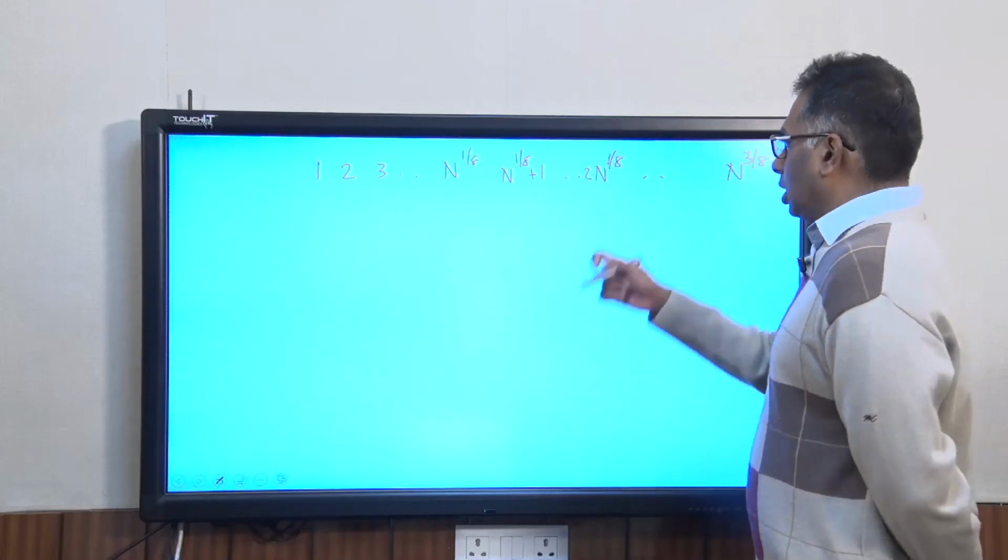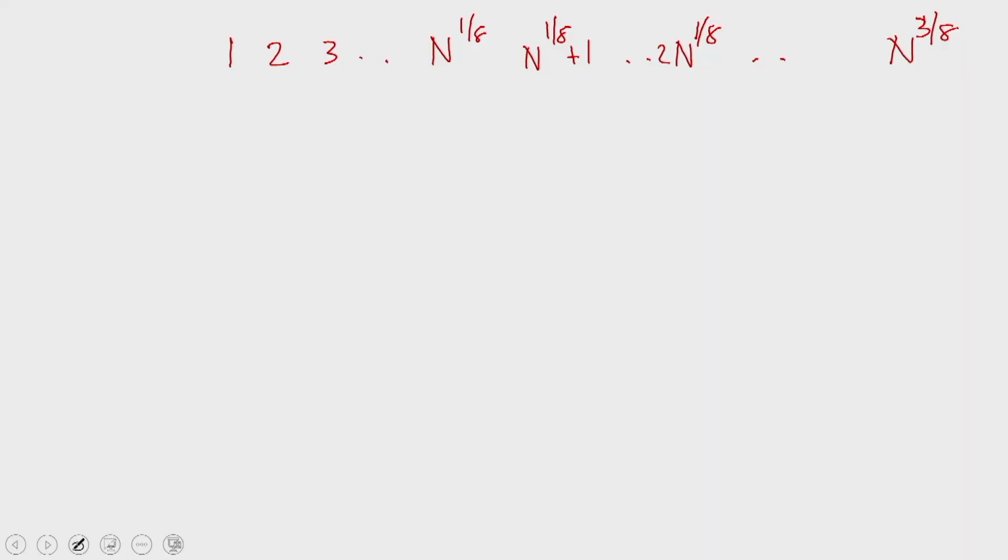For example, let us consider the first deck of cards. In the first deck of cards, I have cards numbered from 1 to n power 3 by 8. These are the cards of the first vertical slice. Cards are the same as the columns. So these are the columns of the first vertical slice. Now, to which columns will these elements go? The first element will go to the same vertical slice.